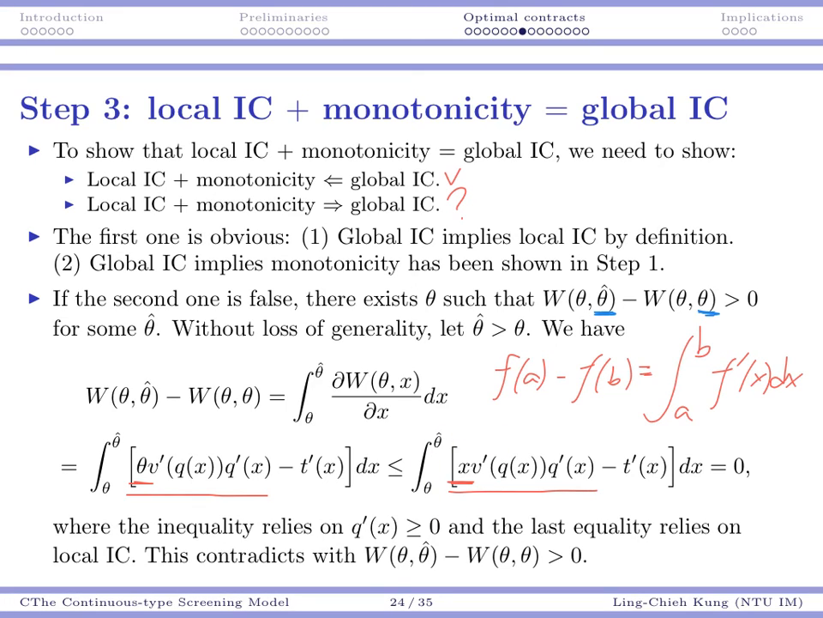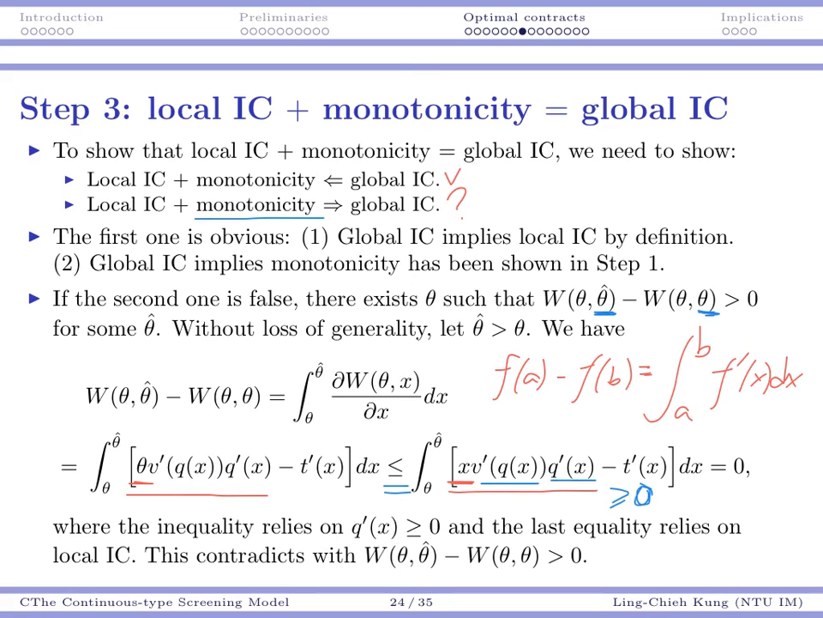Why is that? Because this and this are all non-negative. V prime is the slope of v. V is the part of your concave utility function, so v prime is positive. And q prime is non-negative. Why do you know that? Because you assume that you have monotonicity. That's why this is fine. You have monotonicity so that you have this inequality.